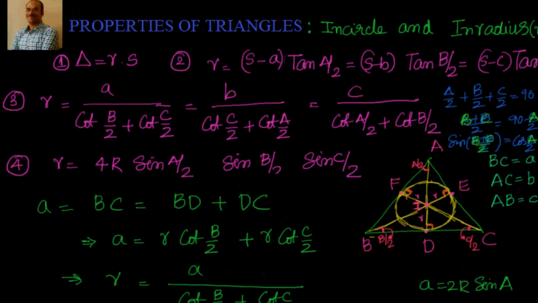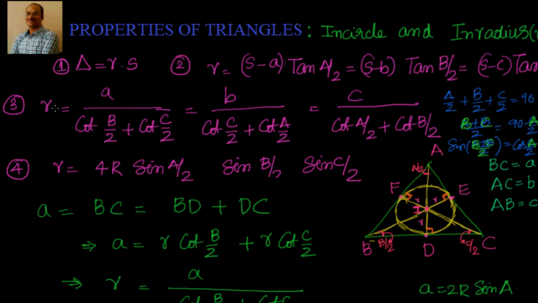Pretty simple. First we'll go to the third one. We have to prove r equal to a by cot of B by 2 plus cot of C by 2. If I take a equal to BD plus DC, but BD is equal to r cot B by 2 and DC equal to r cot C by 2. Pretty simple. Based on that we found it.